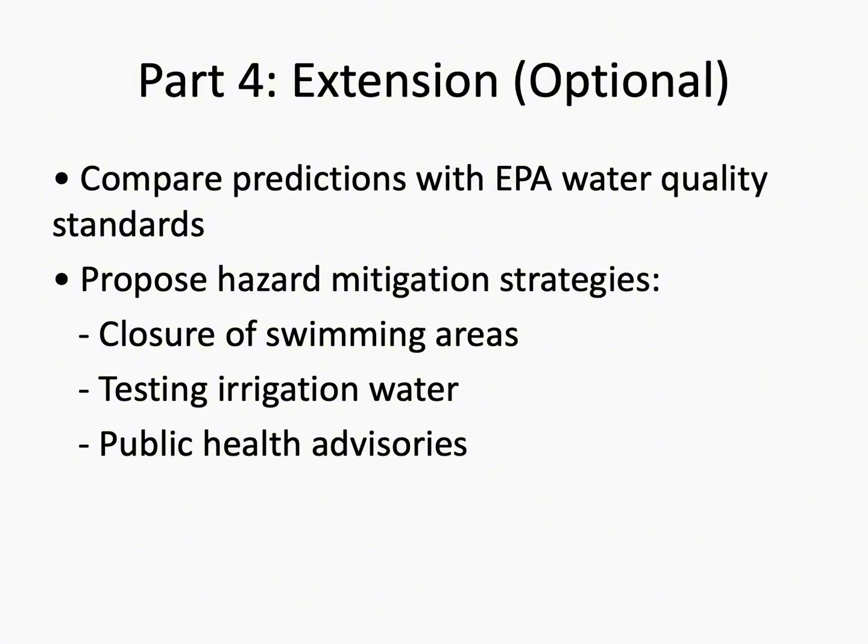With the EPA water quality standard, propose hazard mitigation strategies: closure of the surrounding areas, testing irrigation water, public health advisory. These are different things that you can compare and come up with different advisory levels.